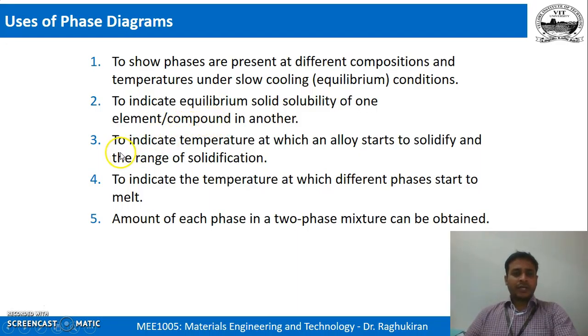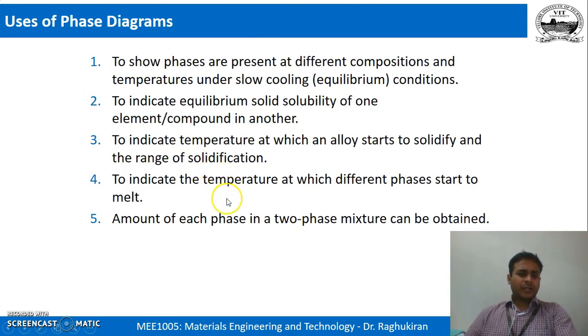So all these things you can easily find from the diagram, and also to indicate the temperatures at which any alloy starts to solidify. You have at what temperatures these phases exist, all this information you can have. Also to indicate the temperature at which different phases start to melt. Not just solidification, melting temperature you would also know. And the final thing is, the amount of each phase in a two phase mixture can be obtained by using the lever rule. All these are the uses of phase diagrams you must know.